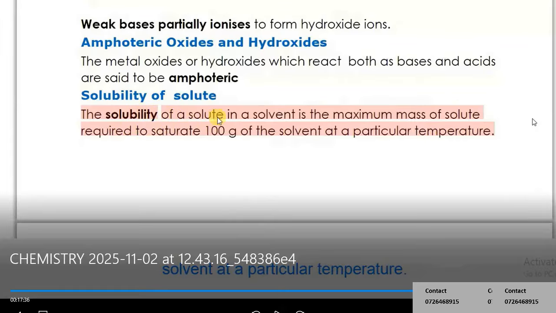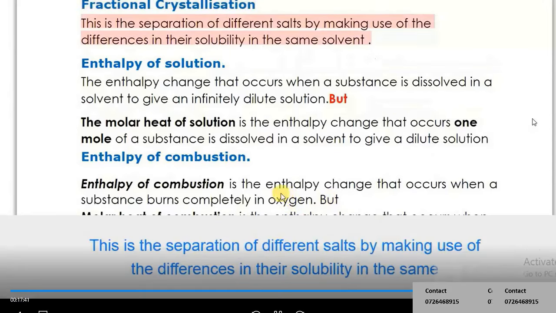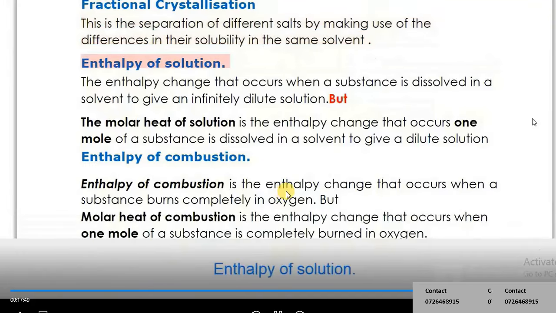Solubility. The solubility of a solute in a solvent is the maximum mass of a solute required to saturate 100 grams of the solvent at a particular temperature. Fractional crystallization. This is the separation of different salts by making use of the differences in their solubility in the same solvent.